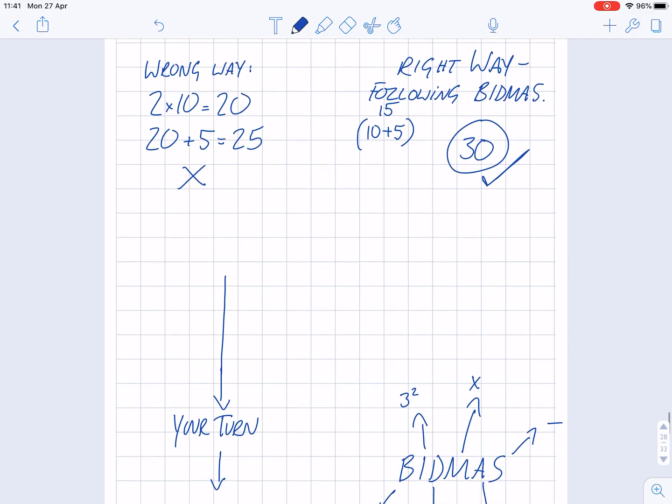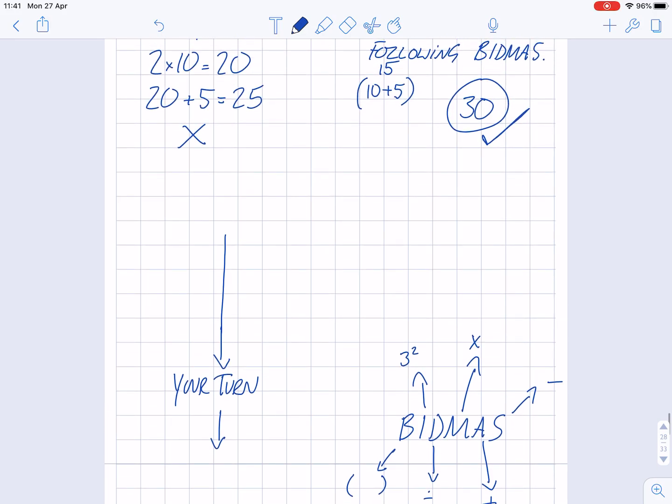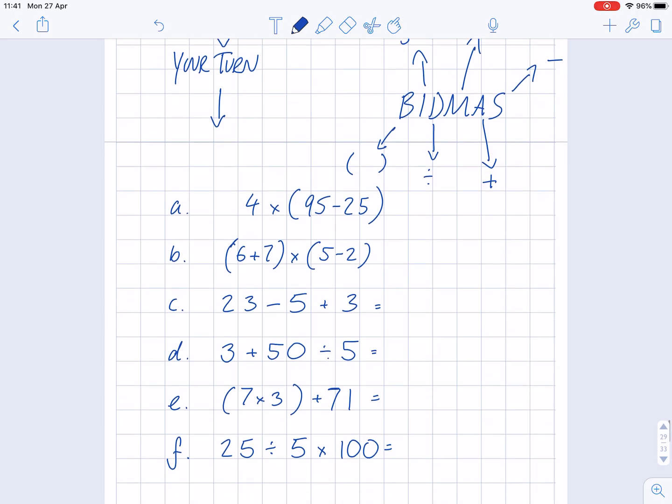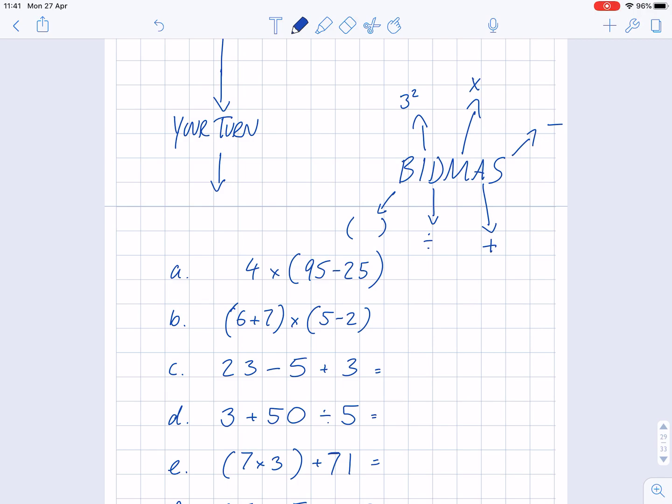So I've said your turn. You can see here I've put BiDMAS. So I've put my brackets. Have you got any? You haven't got any indices today, any squared or cubed. So you've got your brackets, then your division, then your multiplication, then your add, and then your takeaways. For the first one, A, brackets are before multiplication, so you would do your brackets and then you multiply. When you've got 2 brackets like in B, do them in the order they appear. So do 6 add 7, whatever the answer is. Do 5 take away 2, whatever the answer is. Write them above the brackets. Then you can see what I'm asking you to do.